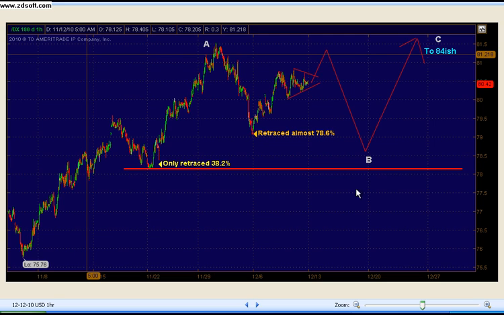We'll look for 2 equal legs up from the A to wherever this B finishes. If it's done here, or if it finishes here, we'll look for 2 equal legs up and see if it reverses from there.